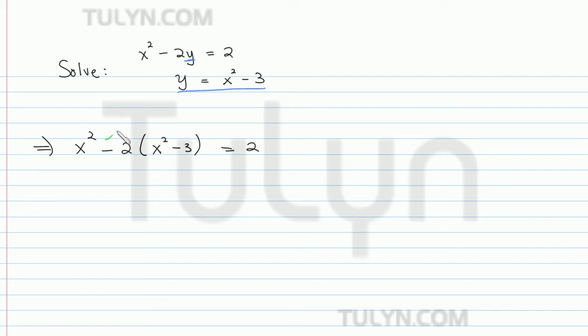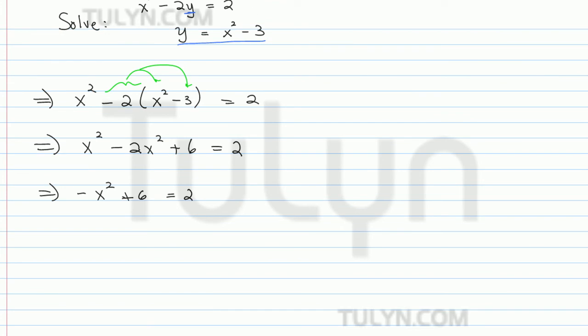So now the first thing I want to do is distribute this negative 2 into this difference. So we have x squared minus 2x squared plus 6 is equal to 2. And combining like terms, x squared minus 2x squared is minus x squared plus 6 is equal to 2. And now since I want to solve for x in this case, I want to subtract a 6 from each side of the equation. So negative x squared is equal to negative 4, which dividing both sides by negative 1 turns into x squared is equal to 4.